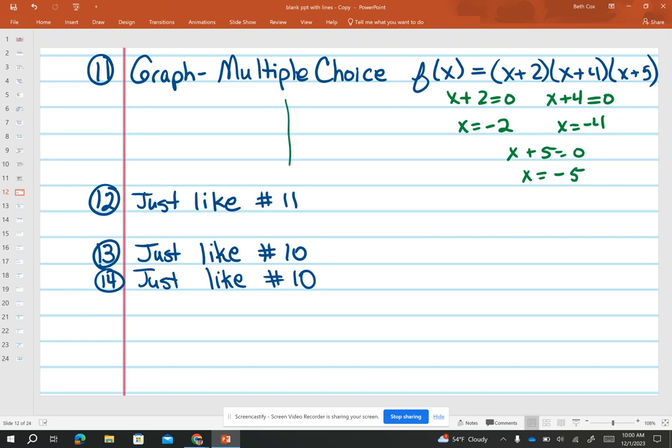So when we're doing our graph, we have a point at negative 2, a point at negative 4, and a point at negative 5. Okay, this is a third degree polynomial. It's positive, so it's going to cross, cross, cross. And that's what your graph is going to look like. Number 12 works just like number 11. 13 and 14 are like number 10. So make sure you practice those and see if you can figure those out.